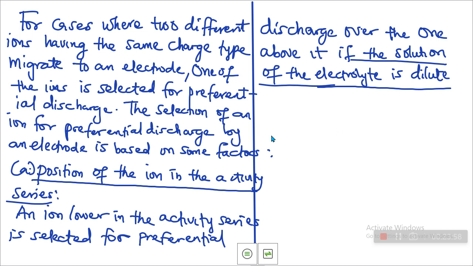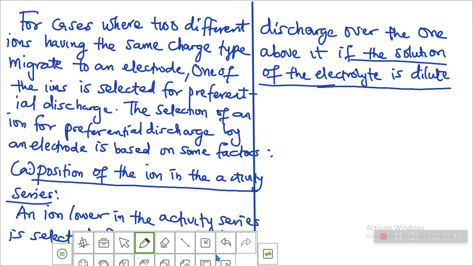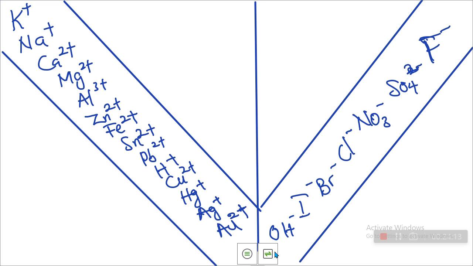So what happens in the activity series is that any ion that is above is more powerful than the ion below. The ones that are below are going to discharge. Hope you understand. So let's continue. Now this is the formula for the activity series.